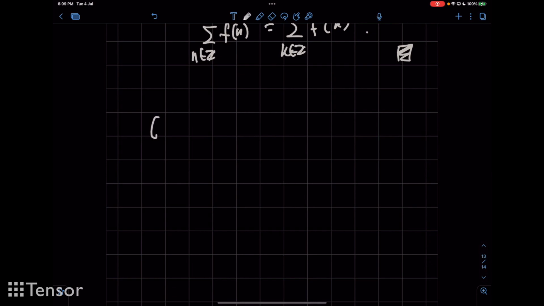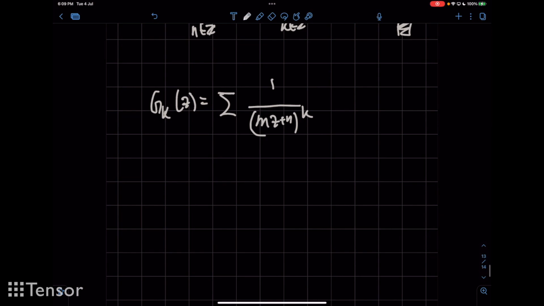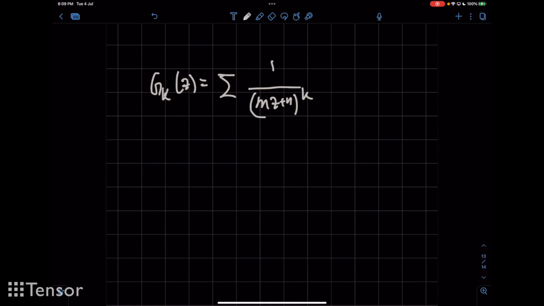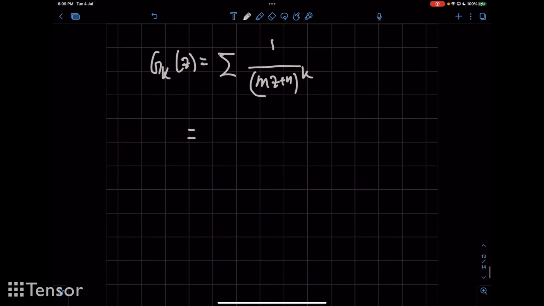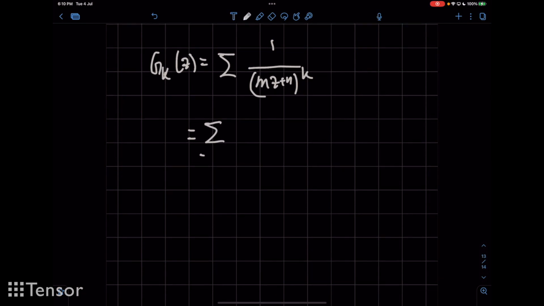So G_k(z) is defined as the summation of 1 over (mz plus n) to the power k. And we can separate the sum as follows. We can separate the part where m is 0 first. So the sum of n being negative infinity to infinity, sum of 1 over n to the k. So this is the part where m is 0, right?